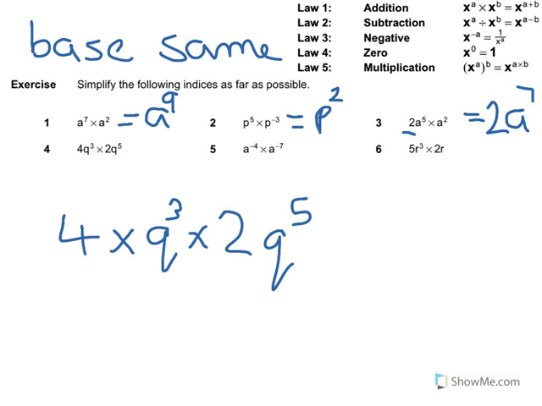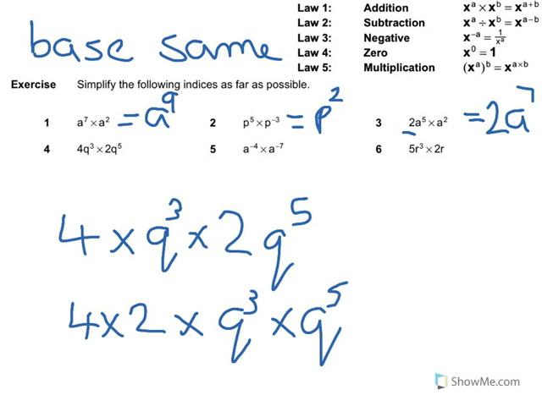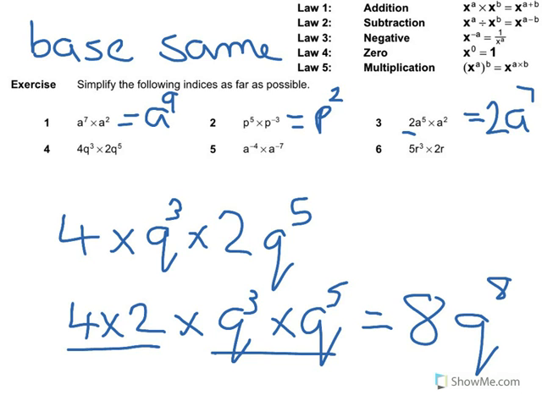So if we move these things around, because they're all just being multiplied, we've got 4 times 2 multiplied by q to the power of 3 times q to the power of 5. That's going to be 8. Base is the same in these two, so we add the indices, law 1, so that's q to the power of 8. I've got question 5 and question 6. Press pause and I'll give you the answer in just a second.